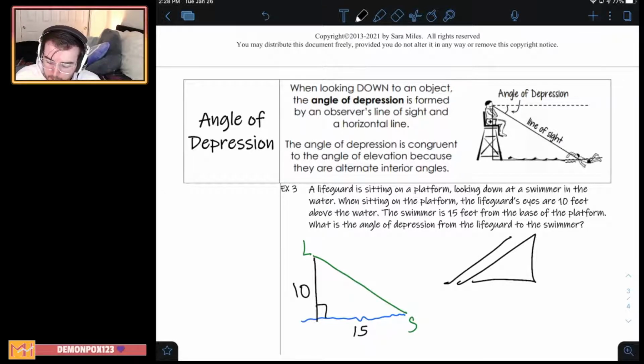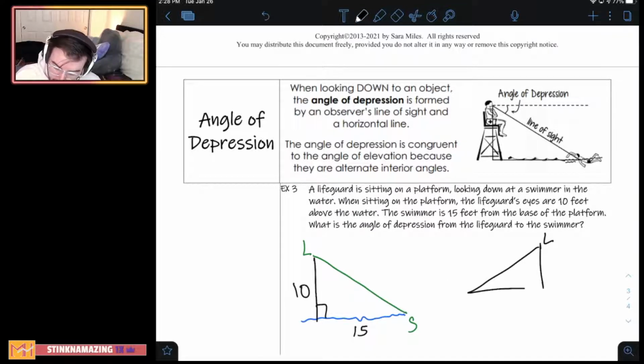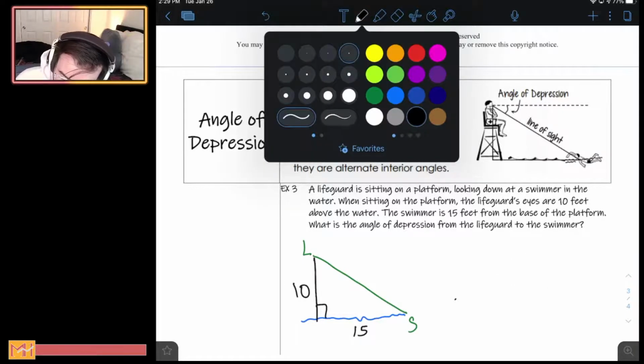I'm not looking up. I mean, technically, I suppose you could have drawn it this way, right? You could have said the lifeguard was over here looking down towards the swimmer. But in the end, you're drawing the same triangle, right? It's just reflected. So just draw reality. Don't get stressed and just draw real life, okay?